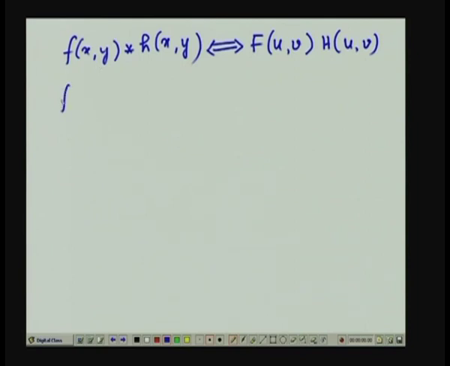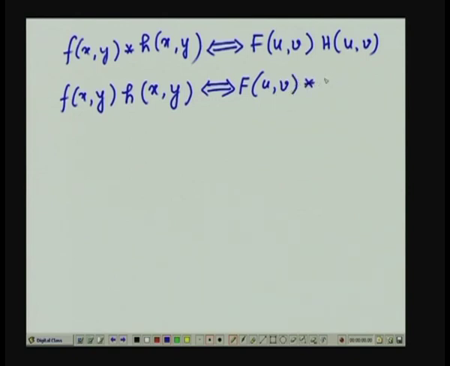Similarly, if we multiply 2 functions f(x,y) and h(x,y) in the spatial domain, the corresponding operation in the frequency domain is the convolution of the Fourier transforms, F(u,v), which has to be convolved with H(u,v). So, these are the convolution theorems that we have done during our previous discussions.